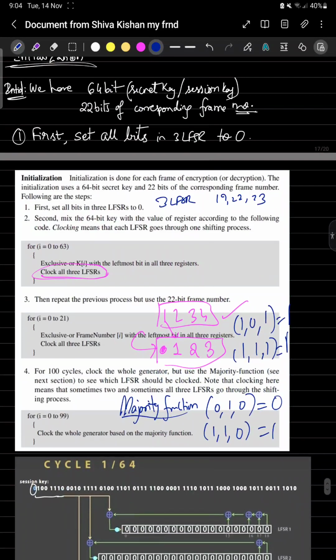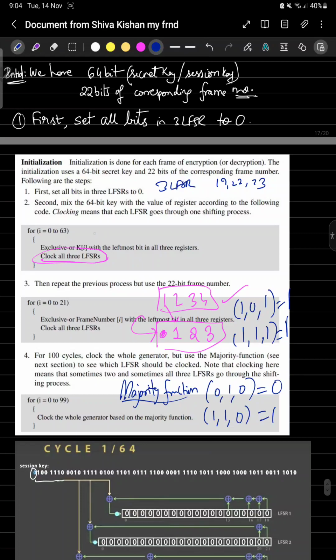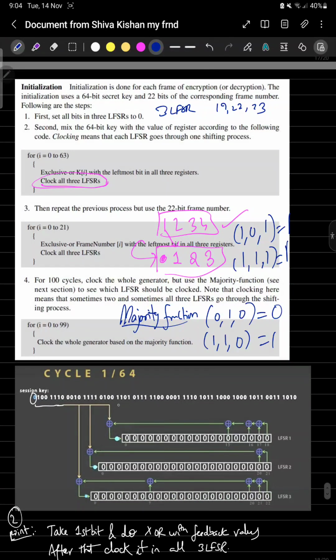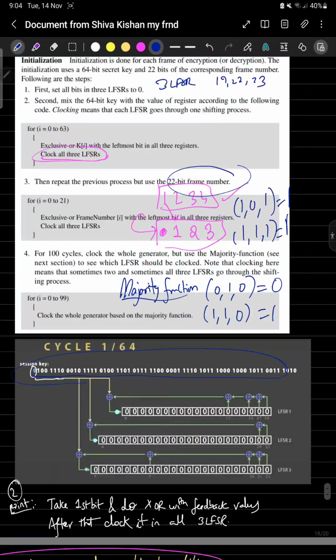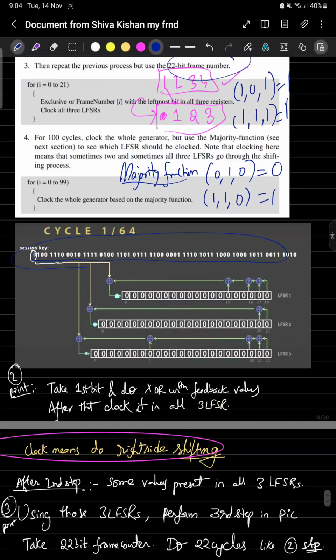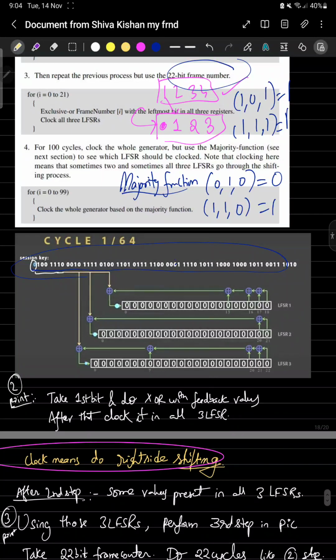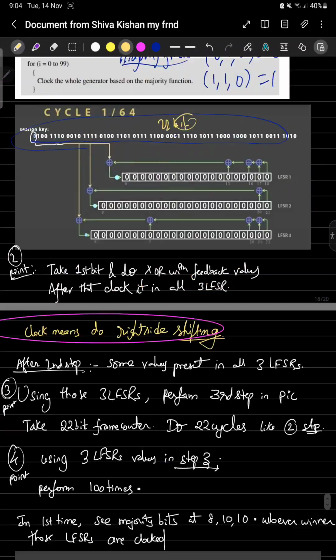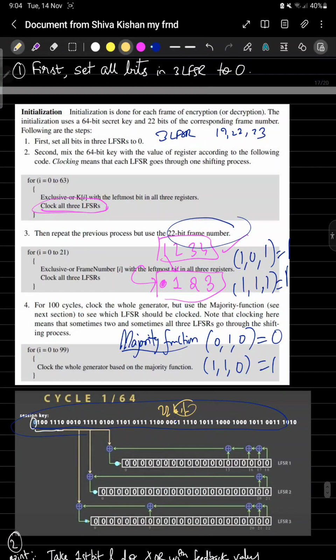The main basic here is just to read this. First we take the key, clock, and iterate over the whole 64 bits, clocking the 3 LFSRs according to the equation. Next we take the 22-bit frame number. It is a frame counter. What is a frame? A frame is our plain text number. Using the same step, instead of 64 bits you now take 22 bits, and repeat this step 22 times.